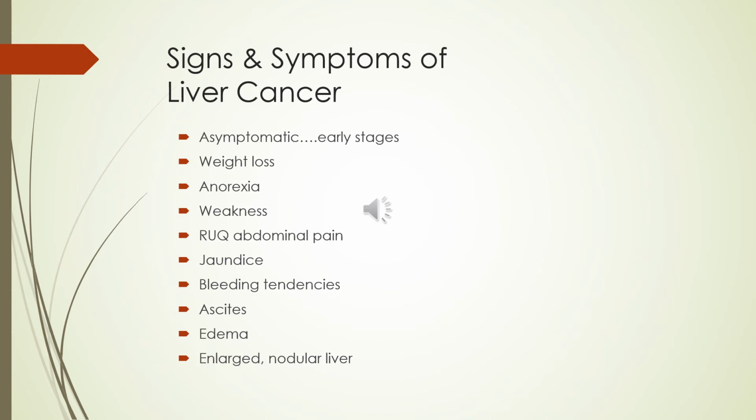So our signs and symptoms of liver cancer include, patients sometimes can be asymptomatic, especially in the earlier stages. You're not going to see any changes at all. But then we may see things like weight loss and anorexia, where the patient just does not have an appetite, weakness, right upper abdominal pain, jaundice of the skin and also then of the sclera as the disease advances, bleeding tendencies, so you're going to be looking for unusual bleeding or bruising, ascites of the abdomen, so we're looking for that distension and the fullness of the abdomen. We're looking for edema in the extremities, and then also enlarged nodular liver.